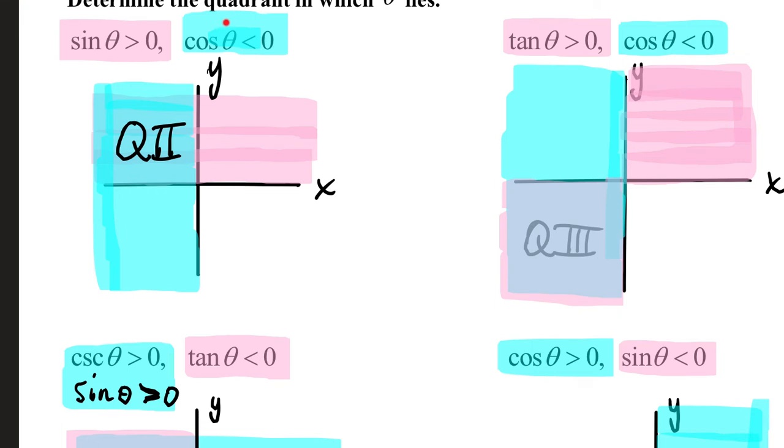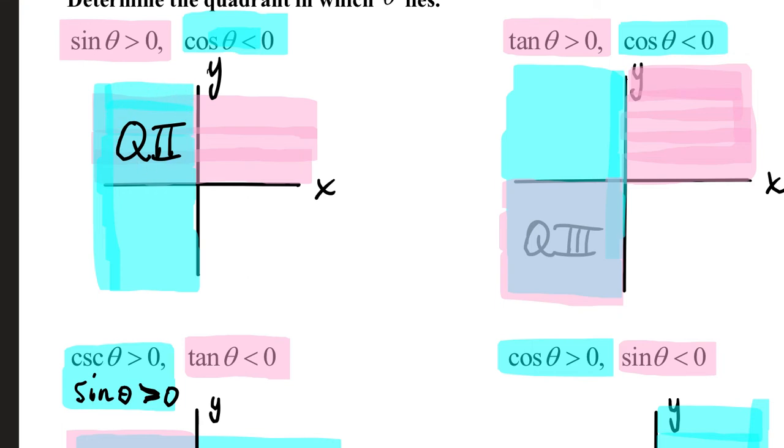Cosine is x over r. Those x values are negative, less than 0, so cosine is negative in the left two quadrants. And where these two shadings, pink and teal, run into each other, is quad 2.